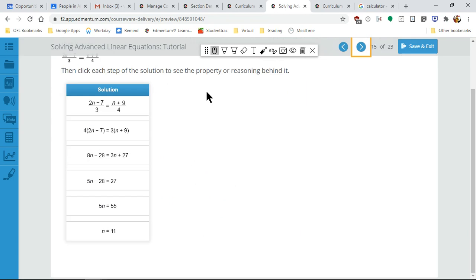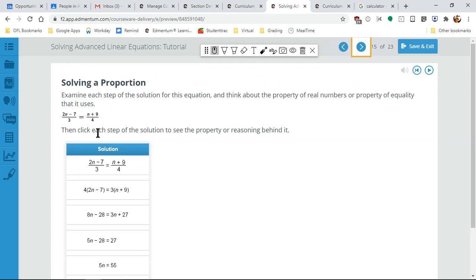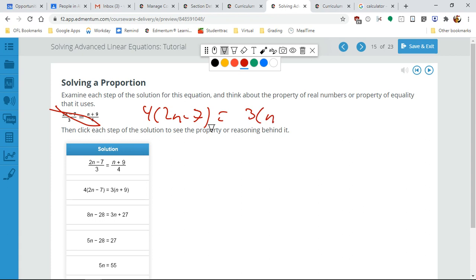So first things first, what are we going to do to solve this? Click each step in order. The first thing I see here is I want to cross multiply. There's nothing I can do to simplify. So I want this 4 times this 2 and minus 7 to be equal to this 3 times n plus 9. So 3 times n plus 9. Sorry, I know it looks terrible because I forgot to color code it.